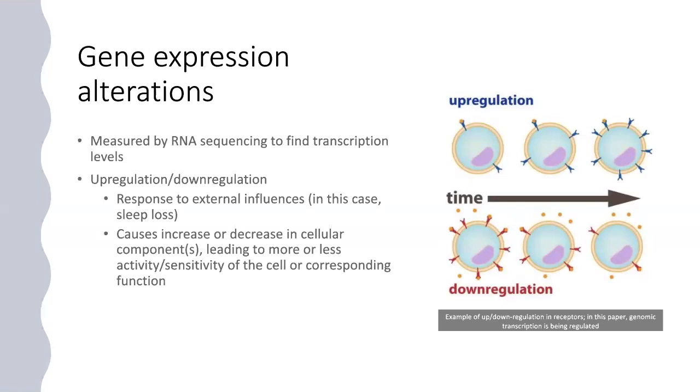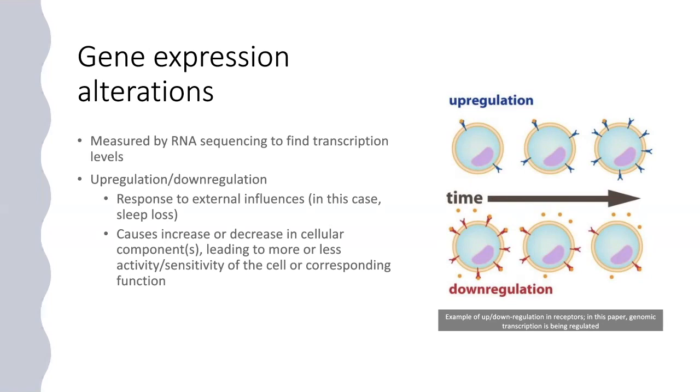So something that's talked about a lot in this paper is upregulation and downregulation of gene transcripts, and this is an example of gene expression alteration. So the way that they're able to see this and understand that it's happening is by RNA sequencing, so they can actually see transcription levels and see how much they're changing.